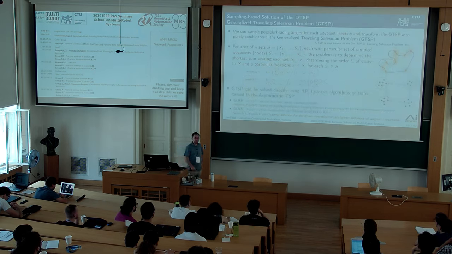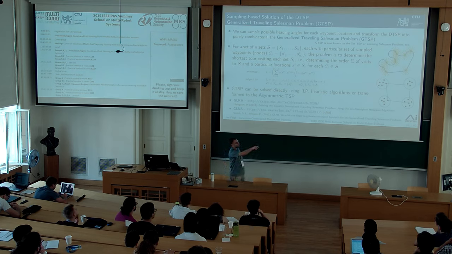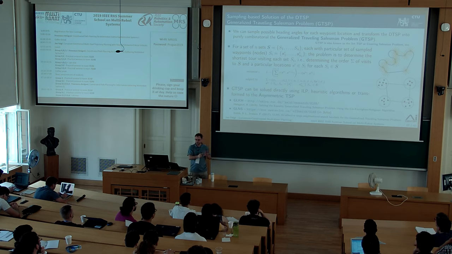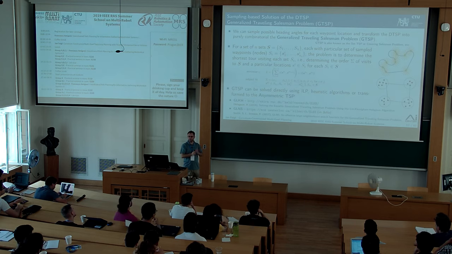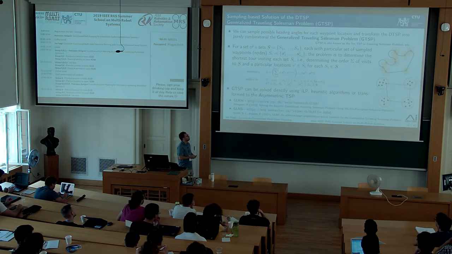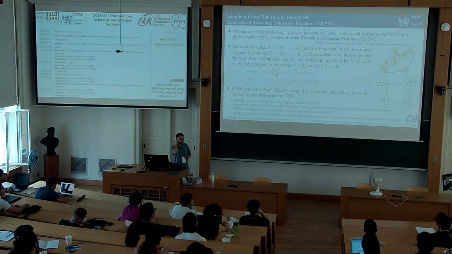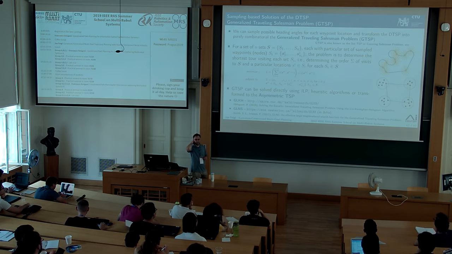So what is the sampling-based method? It's pretty much similar, but now we don't have the sequence, right? So we sample the heading angles. We have a bunch of samples for each location. We don't have the sequence. So it's actually the problem that is called generalized TSP.